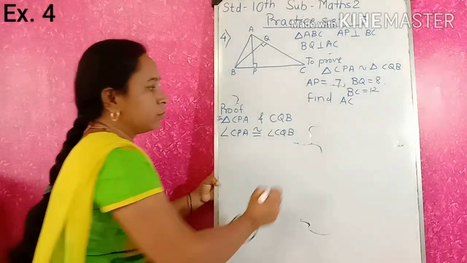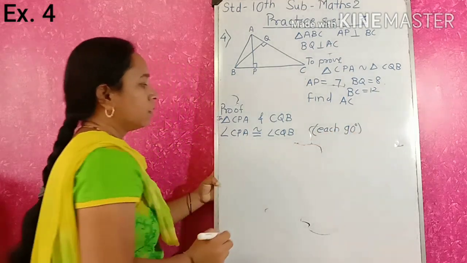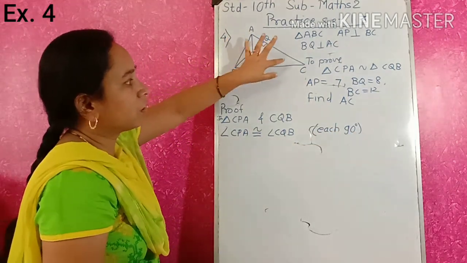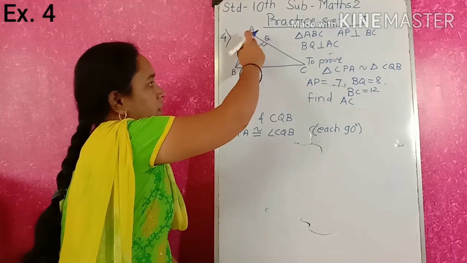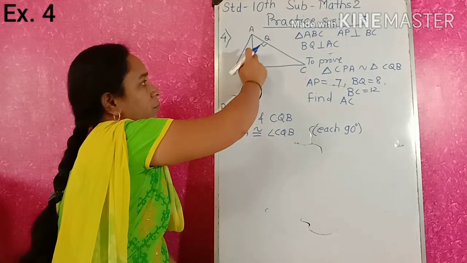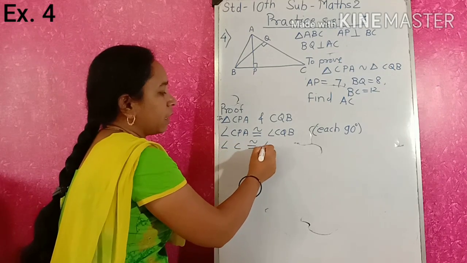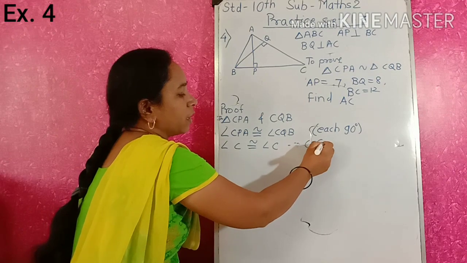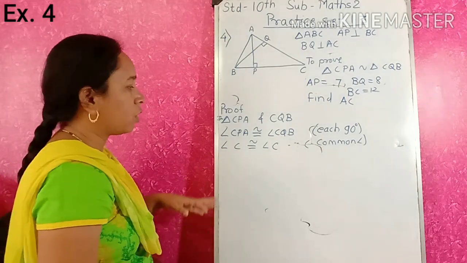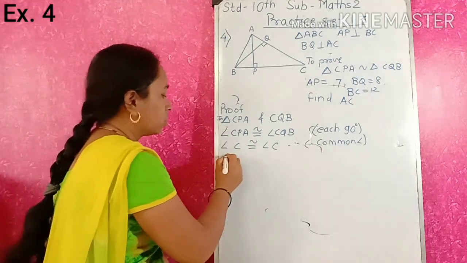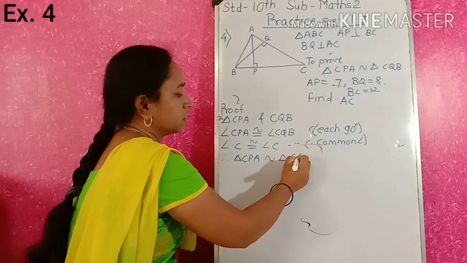Why these two angles are congruent? Because each 90 degree. So this is the reason. Now the next, they have given the triangles. For this, angle C is congruent. Means from CPA also C is common, and for BQC also. So here angle C is congruent with angle C. What is the reason? Common angle. Now if these two angles are common and here also each 90 degree, so therefore triangle CPA is similar with triangle CQB.